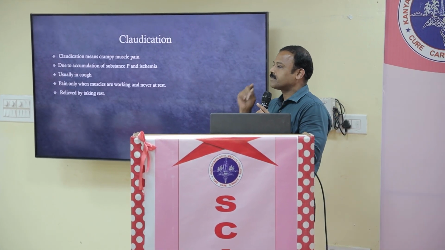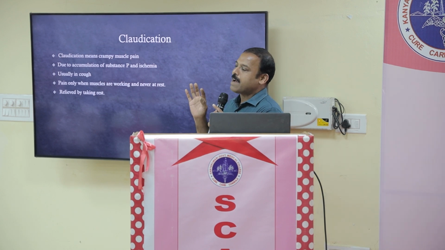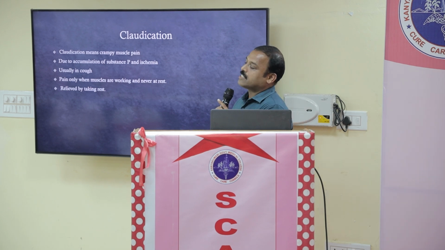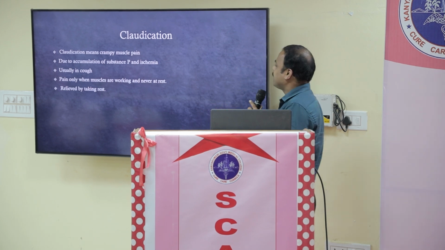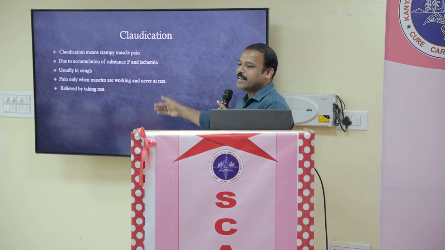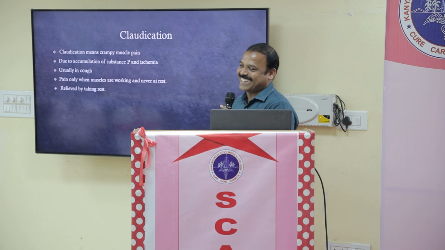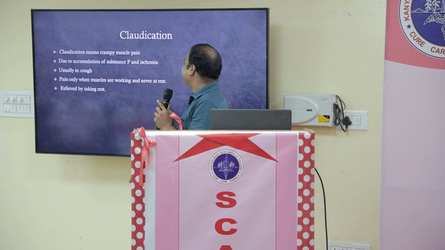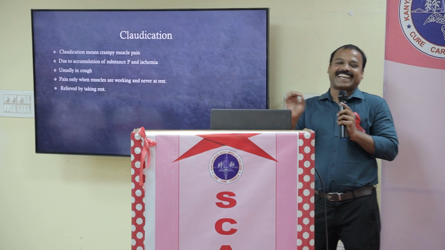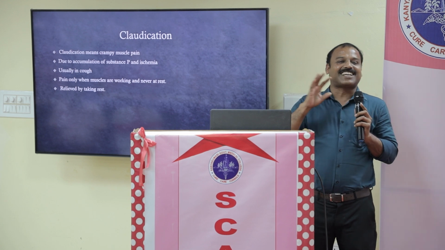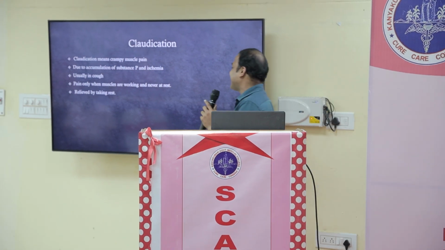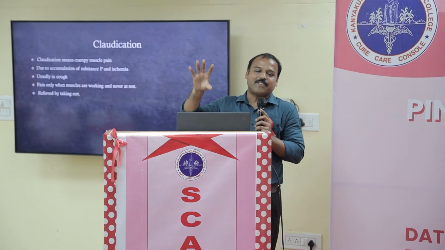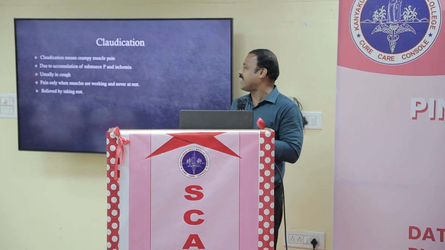What is claudication? Claudication means a crampy muscle pain. It is due to muscle ischemia, due to accumulation of substance P. Usually in the calf region. Pain occurs only when the muscles are working. Never at rest. It is relieved by taking rest. These are all the cardinal features of claudication.